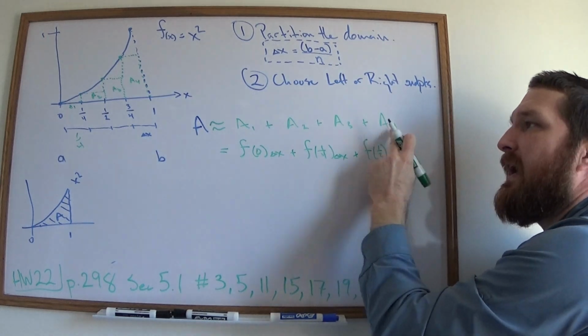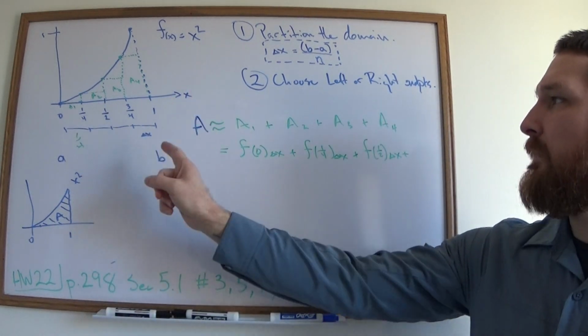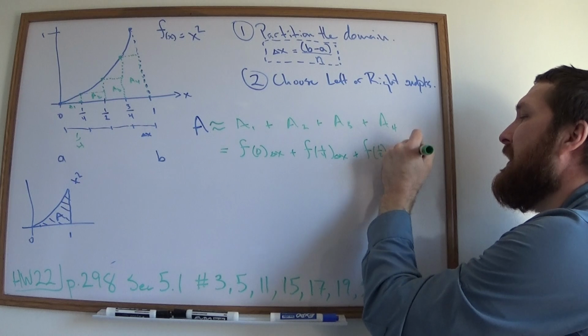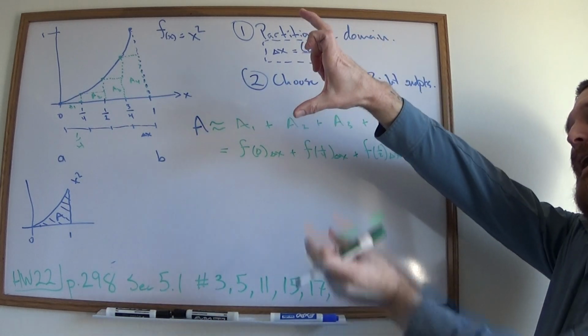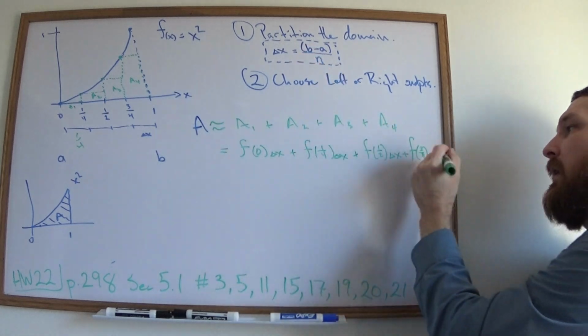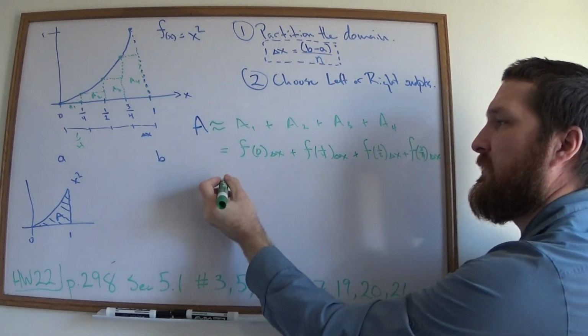Now finally, to get A4, I plug in what? 3/4. So I plug in 3/4 into F. I get the height. And I multiply it by what width? Delta x. Still just delta x. Now let's actually do some calculations.